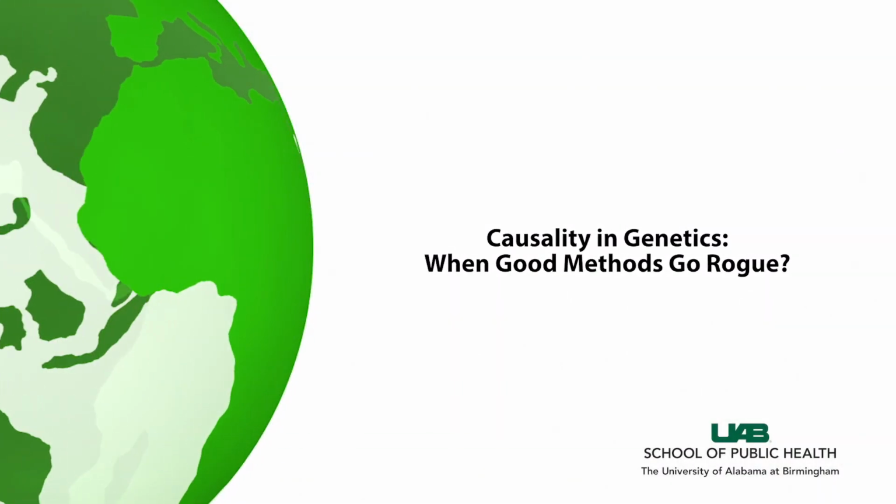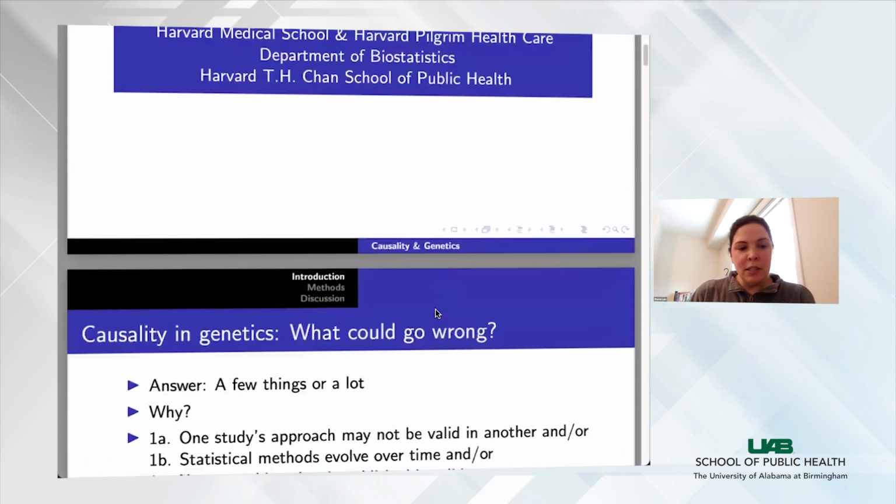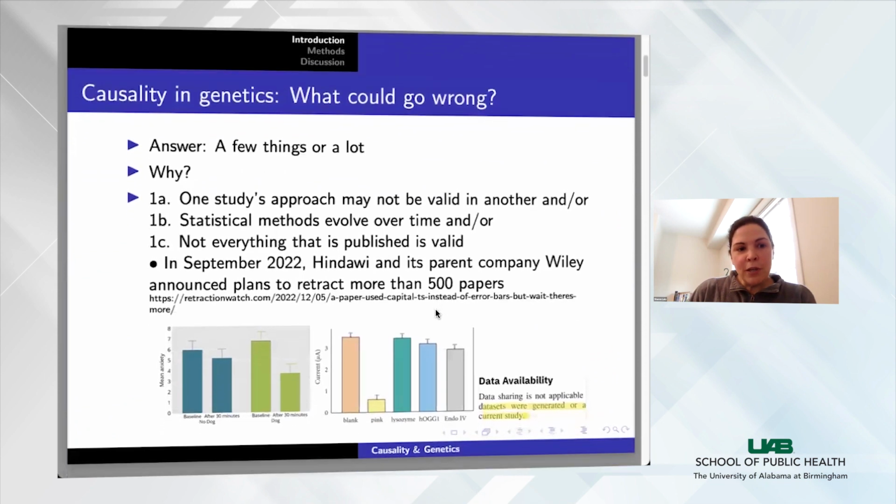So today's talk, I was going to talk about causality in genetics when good methods go rogue. So thinking about how to approach causality in genetics and when to perhaps be cautious or think about the assumptions being involved. So the first question with causality in genetics, I think, should be what could possibly go wrong?